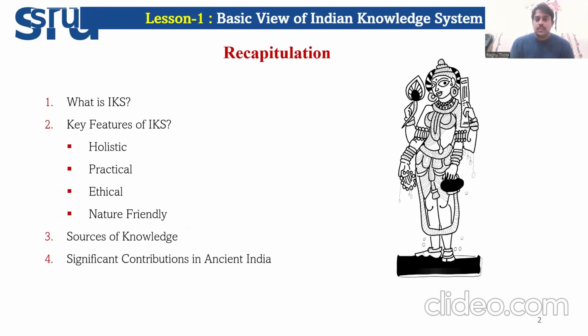What are the key features of IKS? There are 4 important key features we discussed. One is holistic. What does it mean? During the ancient times, our ancestors firmly believed that everything in this universe is interconnected and interrelated. The species on the earth, nature, universe, humans, all are interdependent on each other.